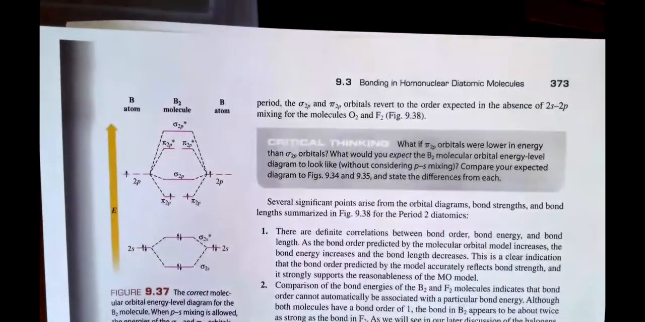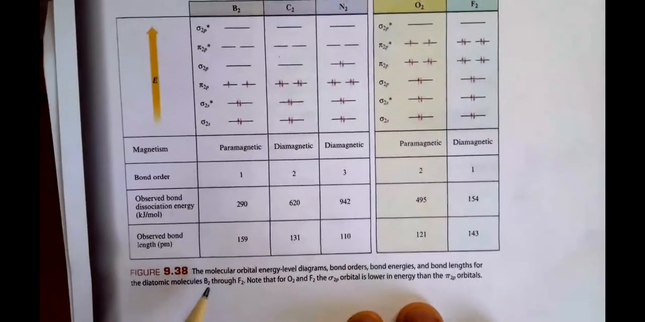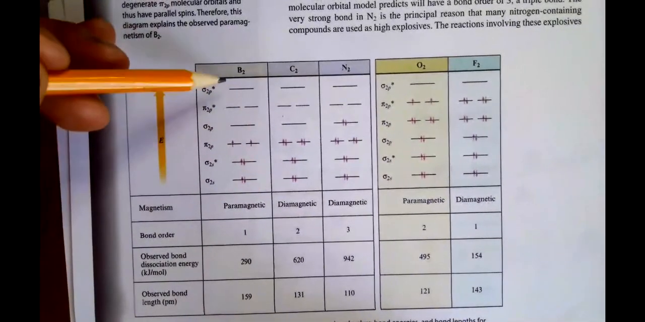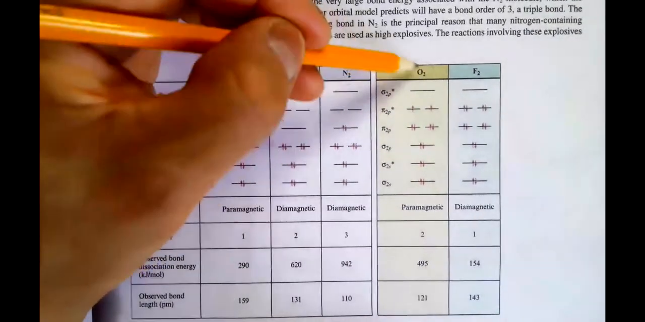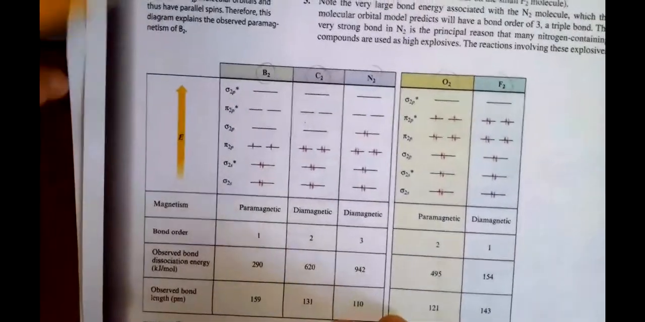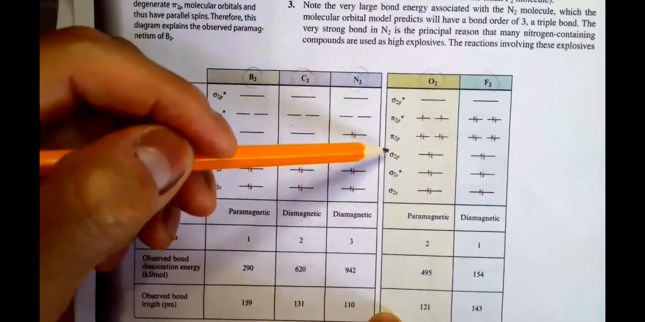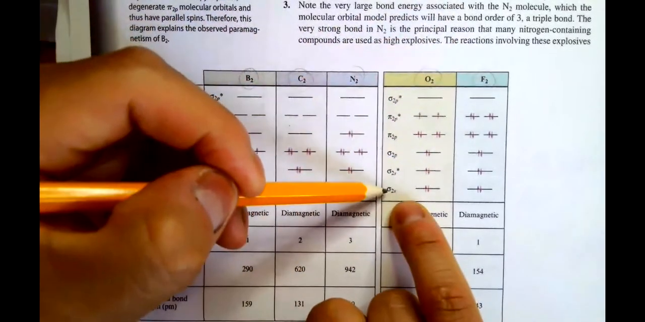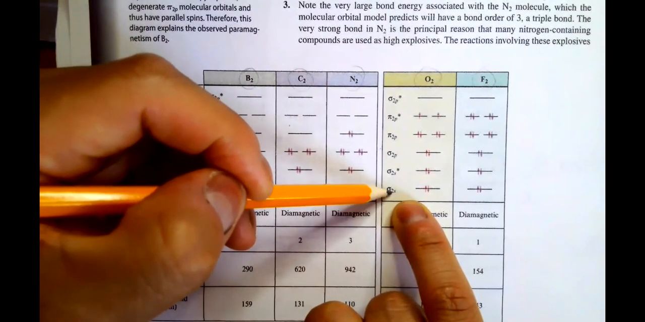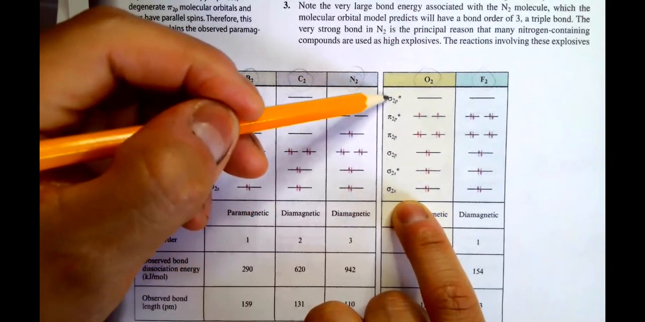So here I'll show you in my camera. This one, I made a copy from the book, page 373. Obviously, this is going to change with the book edition, but there is a diagram. It says Figure 9.38. It's about the bonding in boron, carbon, nitrogen, oxygen, and fluorine. This is the conventional way of writing the MOs. For example, when you have oxygen, oxygen, or fluorine, fluorine, here you have the sigma 2s, sigma 2s star. Then you have the sigma 2p, and the sigma 2p star is all the way up.